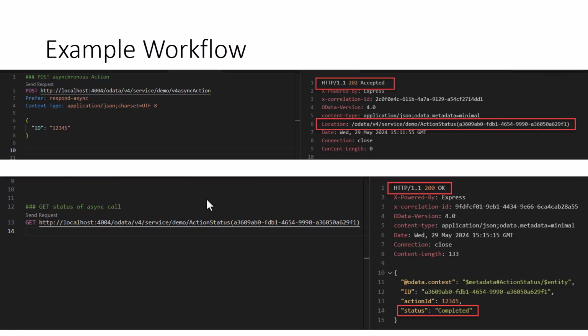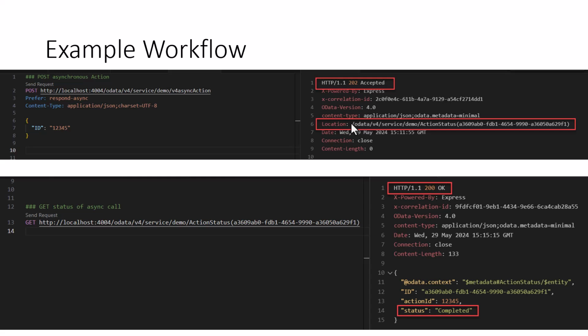So the workflow looks something like this. Here you have the request. This is going to be an asynchronous request, and you can see that we are passing in Prefer: respond-async. So the client is saying, hey, I want you to respond in an asynchronous manner. And as soon as the client sends this request, the server is going to reply back with a 202 Accepted. And along with the 202 Accepted, there is also going to be the Location header.